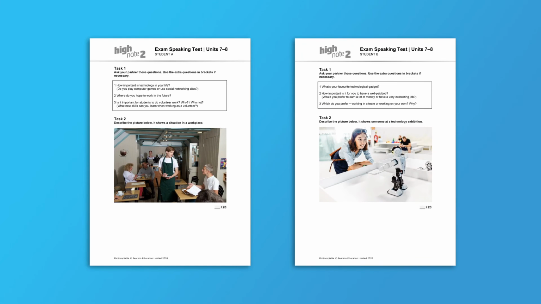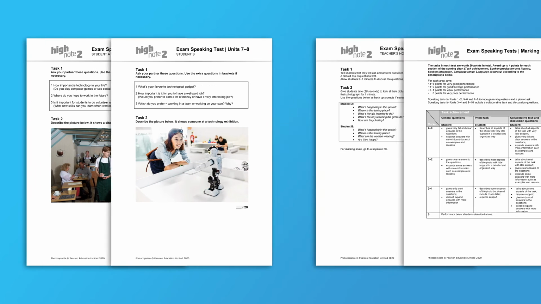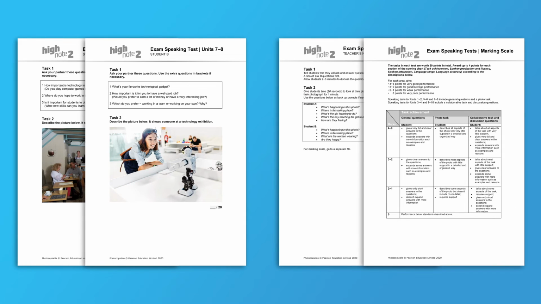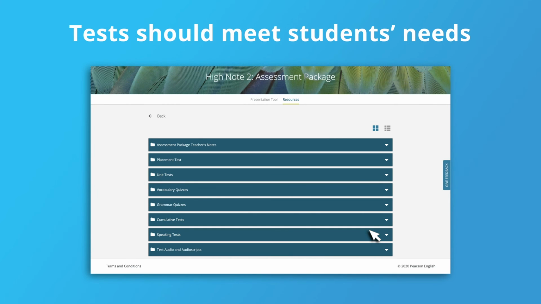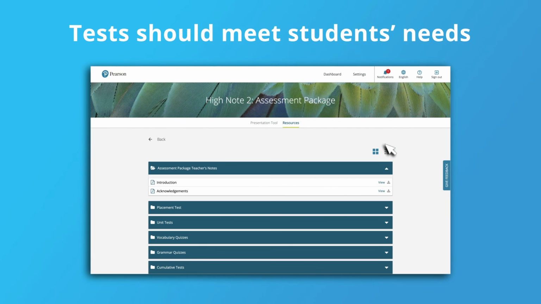The 5 exam speaking tests are designed to be used after every 2 units and help students practice the different speaking tasks typically found in external exams. There are extensive teachers' notes with instructions on how to conduct these tests in class. Remember, not all the tests have to be given, and they don't have to be given under exam conditions. Tests should be used to meet the needs of the students.